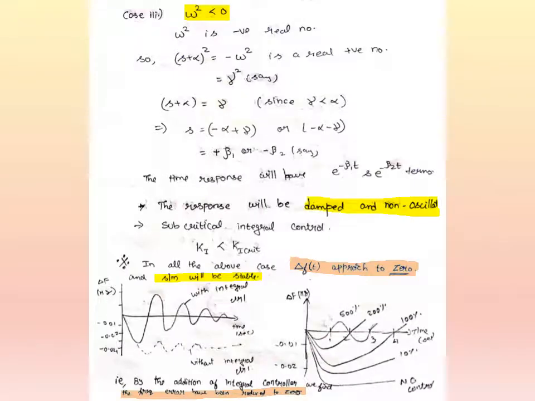Third condition is your omega square less than 0. Here your omega square value will be a negative real number. So here also your response will have the terms of e power minus beta 1 t and e power minus beta 2 t terms. Here your response will be damped and it will not oscillate. So when your omega square is less than 0, your value will be less than your critical value. In all the three conditions, your del f of t approaches 0 and your system will be stable.